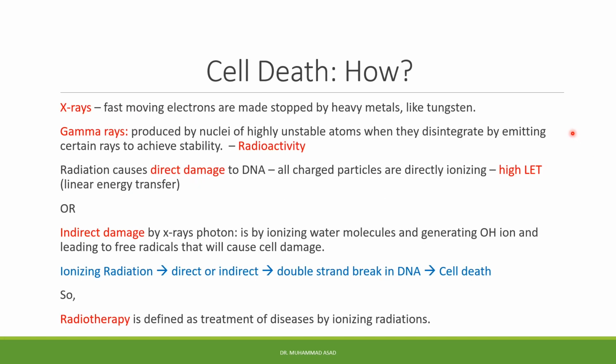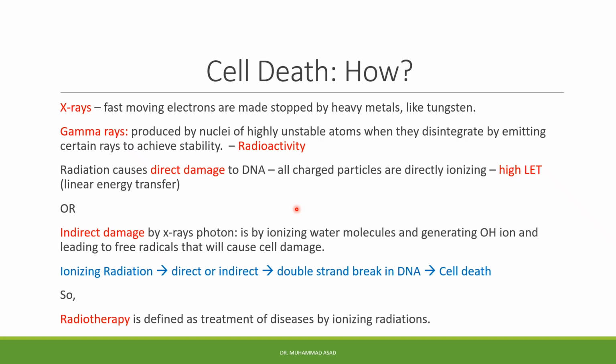So how does radiation cause cell death? Before describing this, I will discuss X-rays and gamma rays. They are similar in properties, but their mechanism of production is different. X-rays are produced when fast-moving electrons are stopped by heavy metals like tungsten, while gamma rays are produced by the nuclei of highly unstable atoms when they disintegrate by emitting certain rays to achieve stability. And only when they emit rays to achieve stability are gamma rays released, and this process is called radioactivity.